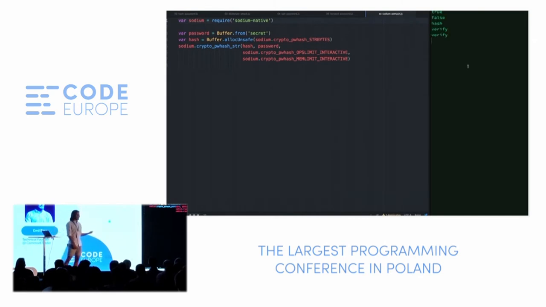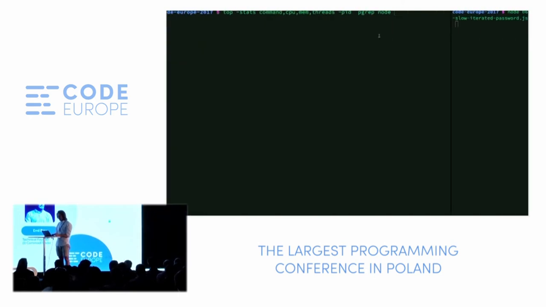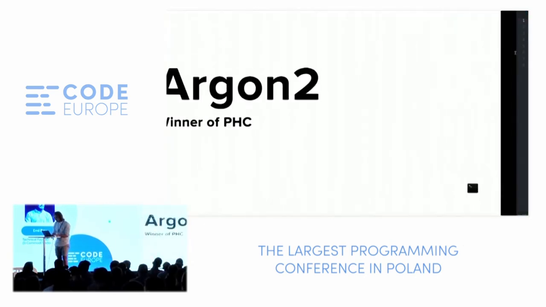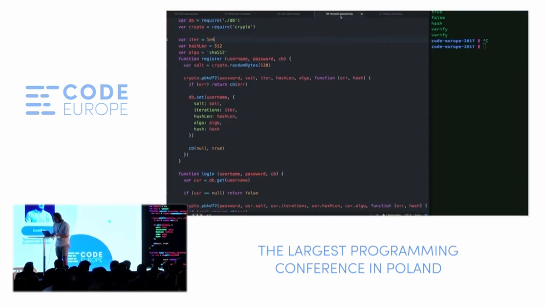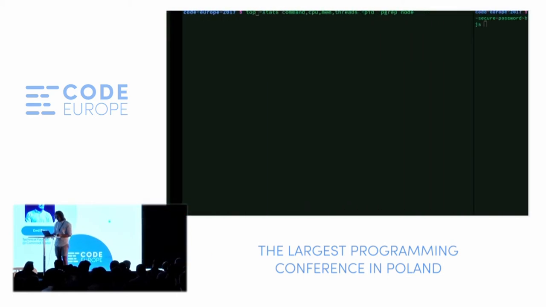But how is this different from PBKDF2? So we can have a look at that. I'll put up these test benches. We're going to use a Unix command called top. Top is used to monitor what a process is doing and how many resources it's spending. First I'm going to go back and fix this, because I put down the iteration count so we could see what was going on. Now I'm going to put up the iteration count so we have a chance to actually look at what the process is doing. Now I'll start the node process.